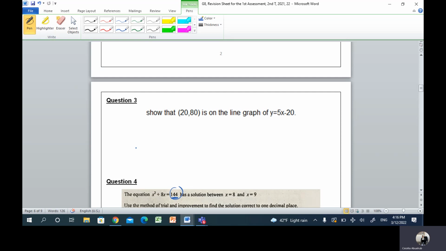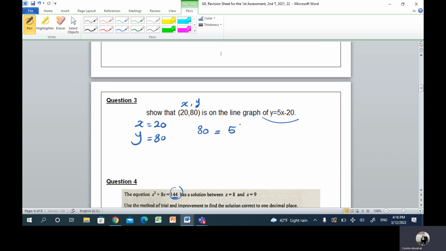Okay, show that this point, and obviously this is a point on the coordinate plane, and as we explained, any point in the coordinate plane is equal to x comma y, right? So x is equal to 20 and y is equal to 80. They're asking us to check if this point is actually on the line graph of y is equal to 5x minus 20. So let's substitute the y as 80 and the x as 20.